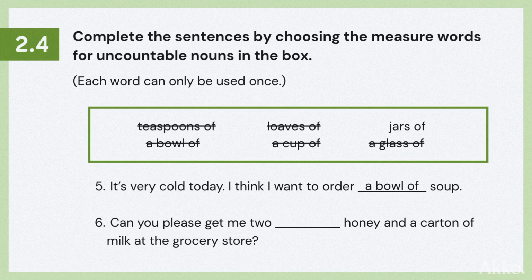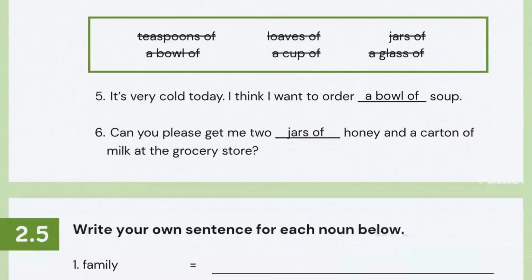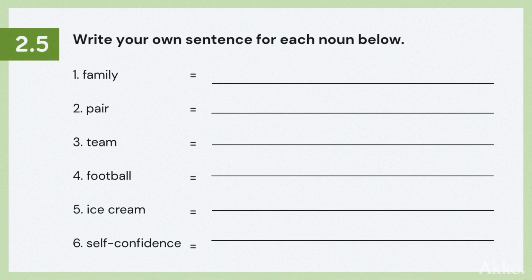And last number. Can you please get me 2 jars of honey and a carton of milk at the grocery store? It's time for us to go to the last exercise. Here, we're going to be writing our own sentences for each noun below. The same as we did in the 4th exercise, you may pause the video to think of your own sentences. I'm going to be sharing my answers in a few moments.